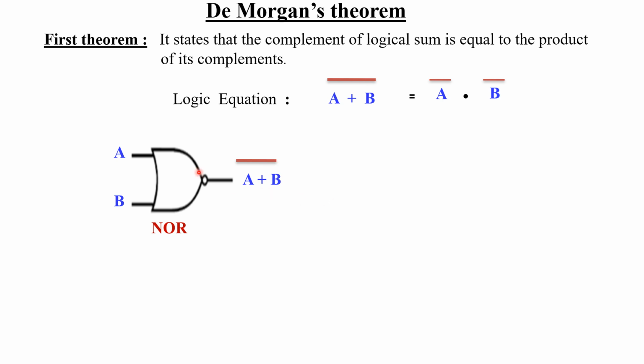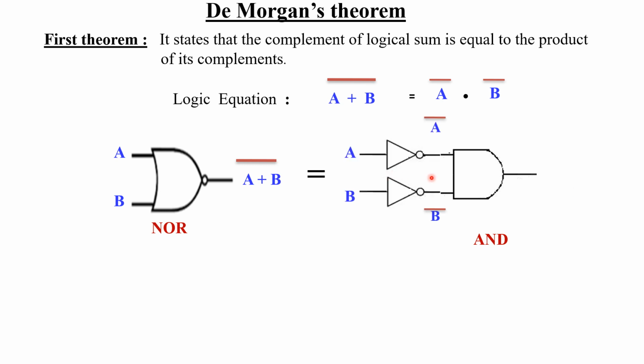Now for the right hand side, none of our gates has such a Boolean equation, so we have to modify. We want an AND gate, and we require a NOT gate for A bar, and again a NOT gate for B bar, and these two terms are combined by an AND gate. So with an AND gate and two NOT gates, we get the output as A bar dot B bar.